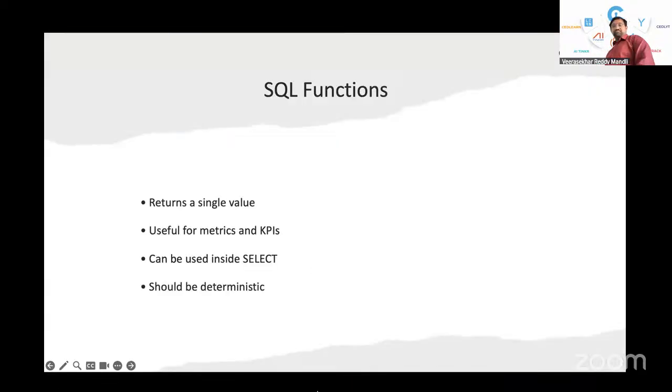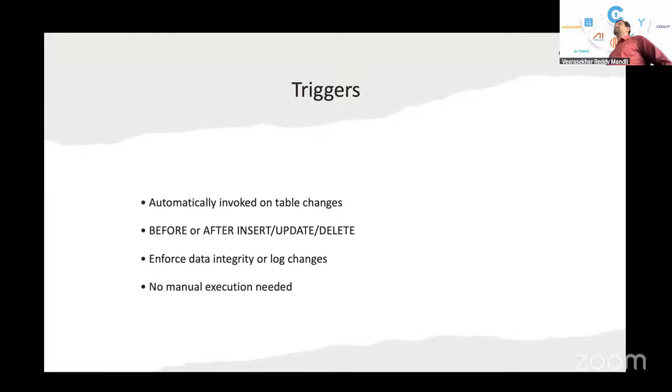So the next one is triggers. I think a lot about how a data analyst can use the trigger part when they do not have a BI tool. It's a tricky part, obviously, because we are going to have limited permission, only for reading the data. So a trigger is automatically invoked on table changes.